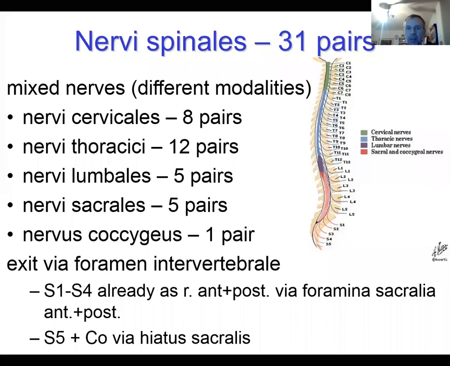So in some parts, it's similar to the number of vertebrae. So 12 thoracic, 5 lumbar, 5 sacral. Why do we have 8 cervical? The first cervical emerges here between the atlas and the occipital bone, the skull.